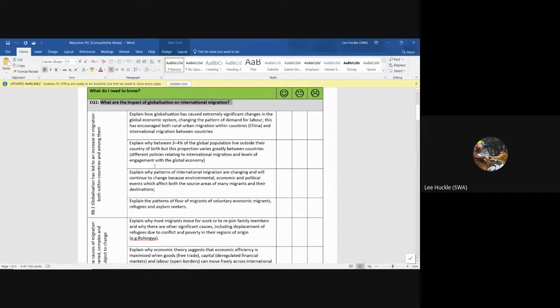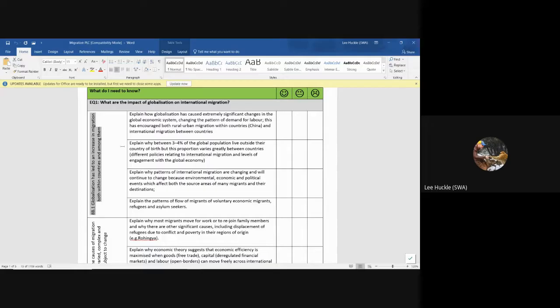There we go. So the first part of that is globalization has led to an increase in migration, both within countries and among them. That's really focusing on where it says within countries, internal migration, so moving from one part of the country to the other. And the example case study that you'd have looked at for inquiry question 1 there was China. And where it says among them in that statement, that's across borders.